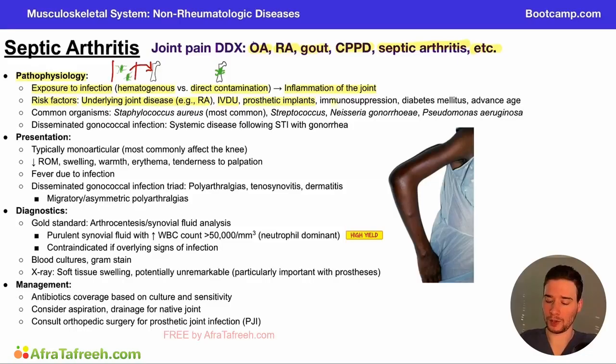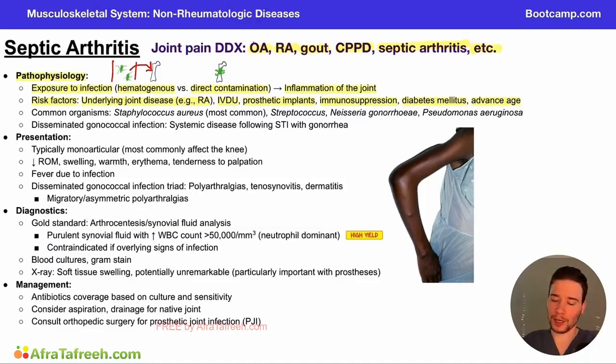Patients who are immunosuppressed, right? Just like patients who get sick more often, they can have infectious reactions more often where the body does not clear them. Diabetes mellitus, again, because of its relationship to being immunosuppressed, as well as advanced age. All of these things kind of build on that immunosuppression picture. So in general, patients who are more likely to get infections in general, advanced age, diabetes, immunosuppression, are also more likely to have specific joint infections.